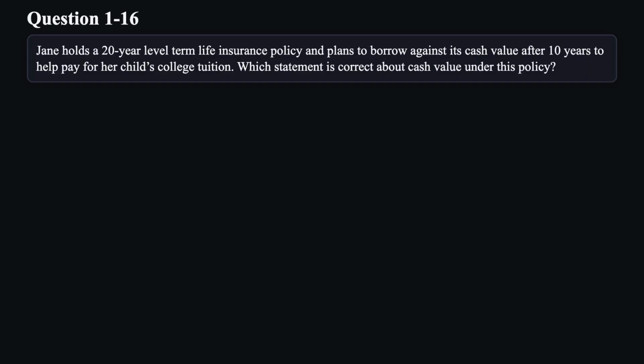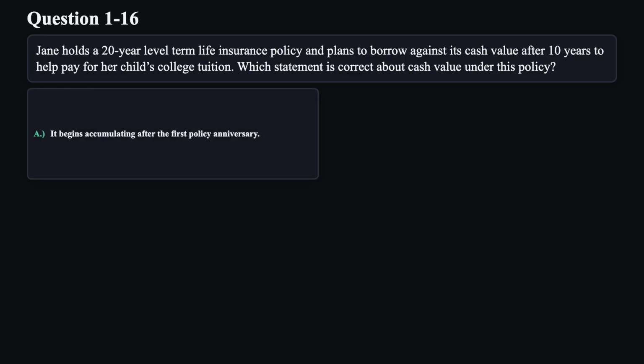Question 16. Jane holds a 20-year level term life insurance policy and plans to borrow against its cash value after 10 years to help pay for her child's college tuition. Which statement is correct about cash value under this policy?